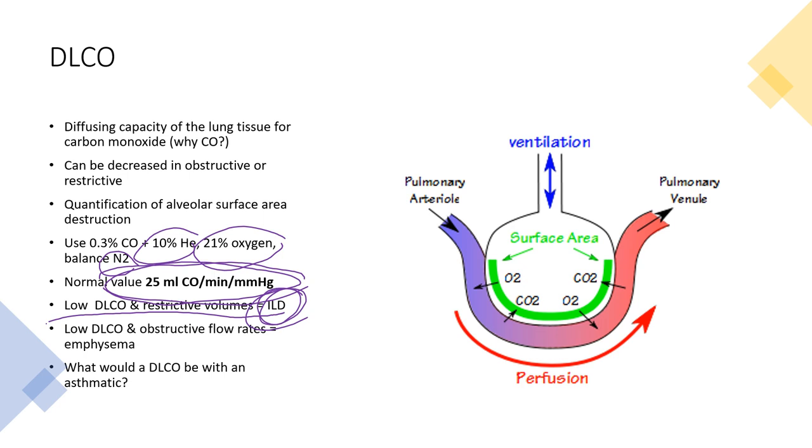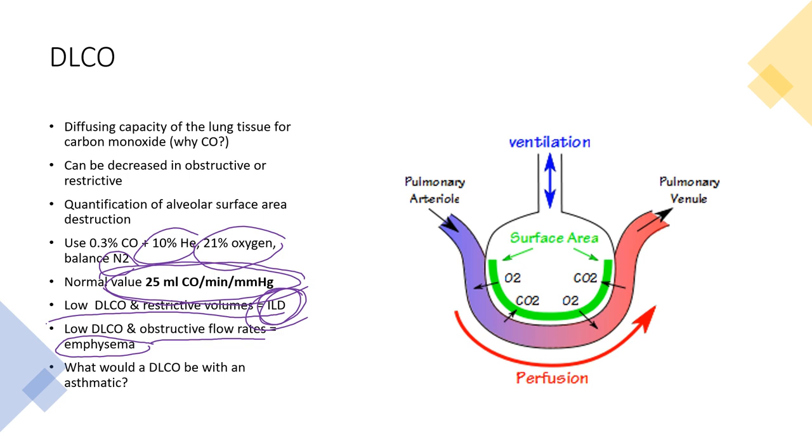If it's a low DLCO and they have obstructive flow rates, then that usually means emphysema. Right, so that's the big one there. If you see low flow rates and a low DLCO, we're thinking emphysema. If you see low flow rates and a normal DLCO, it rules out emphysema traditionally. Not a physician, but just saying. Usually the surface area gets destroyed with emphysema, if you go back to look at our lung slides. So that's when the DLCO will be decreased with obstructive flow rates and emphysema. So if you see low flow rates and a low DLCO, think emphysema.